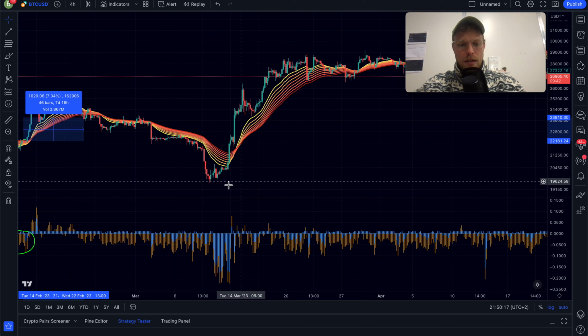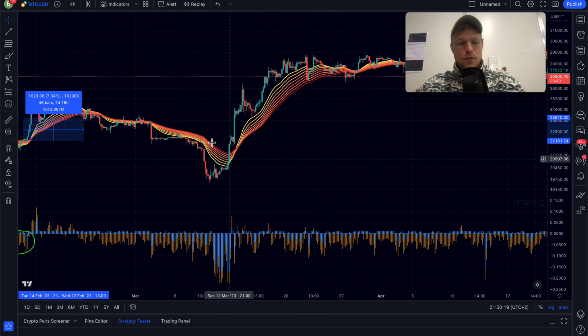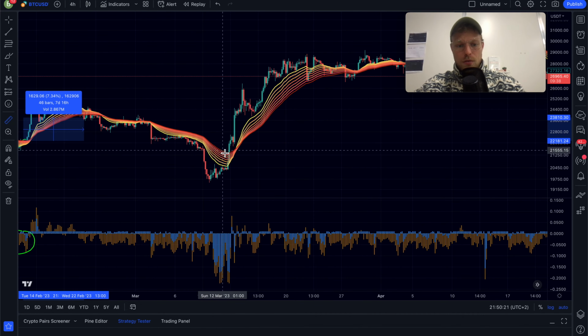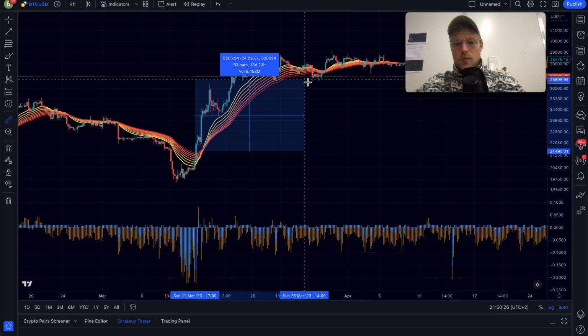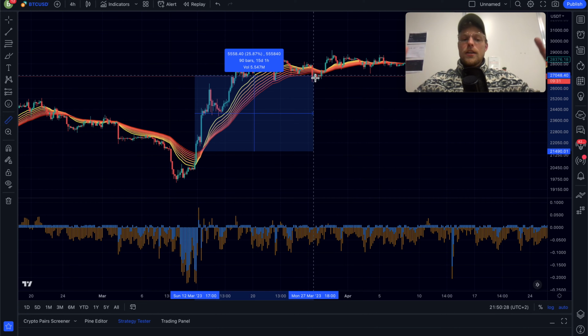Here we got another one. Break above the EMA ribbon, negative funding, beautifully executed. Let's say we buy at the top right here. The moment we break back below right here, you get a profit of 25%.